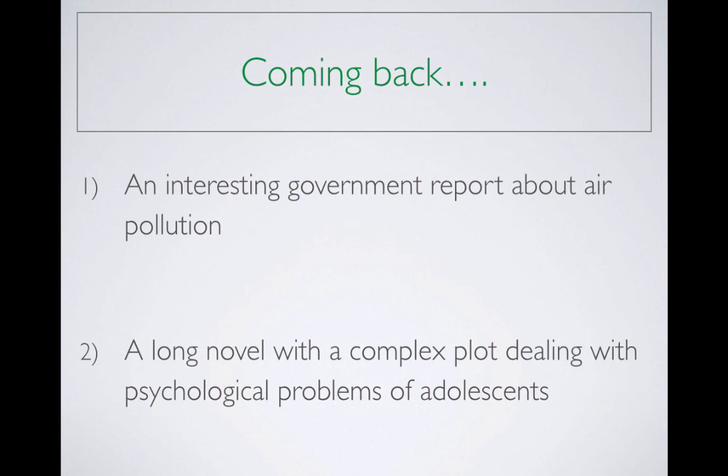In the second sentence, a long novel with a complex plot dealing with psychological problems of adolescents. We have the head noun novel, pre-modified by a long, and post-modified by a first prepositional phrase with a complex plot, specifying the kind of novel, the kind of theme the novel has. Psychological problems of adolescents.